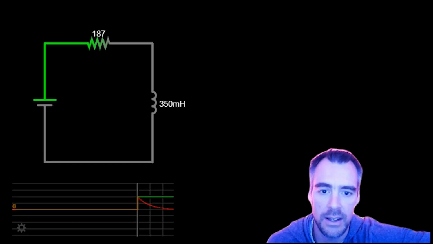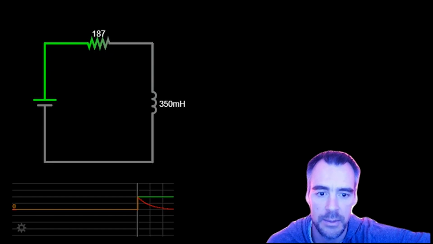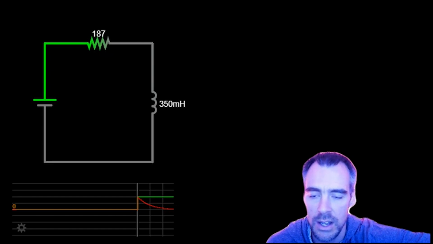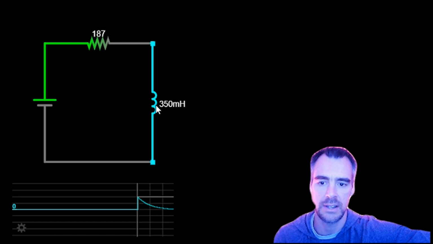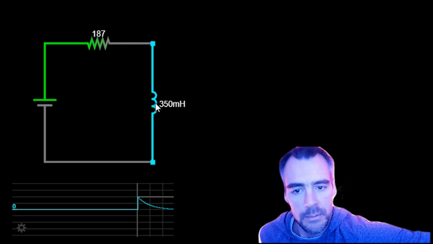But if you're here for low-pass RL filters, let's jump in. I'm going to explain this a bit quicker than I did with the RL high-pass filters, but let's get started. So here we have a circuit. I've got my voltage source, I've got a resistor, and I've got my inductor at 350 millihenries.